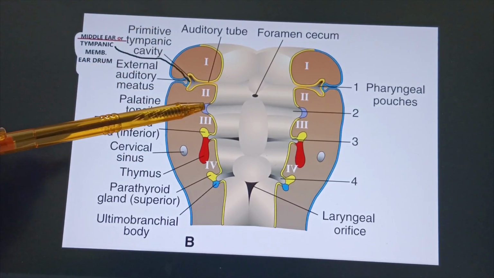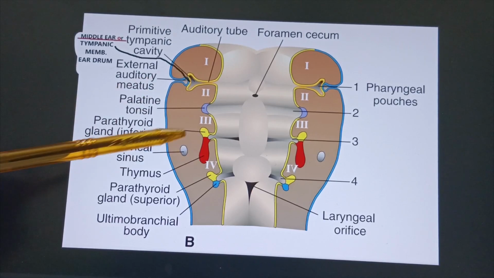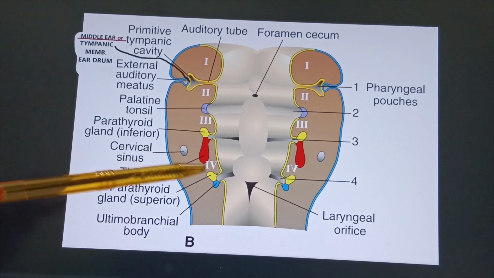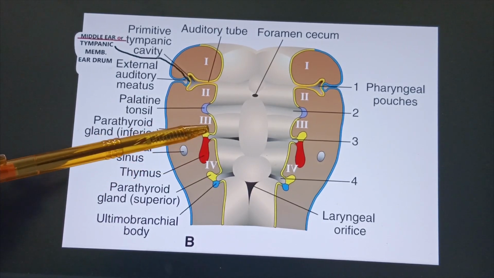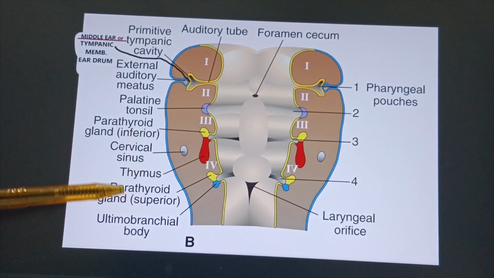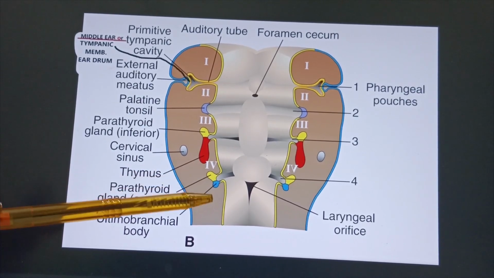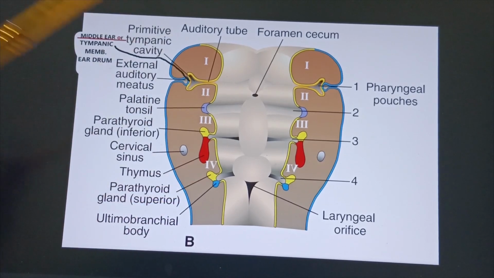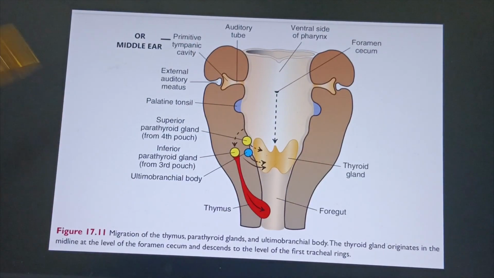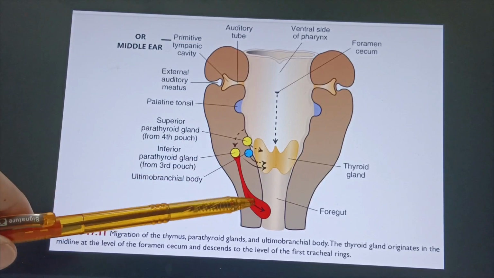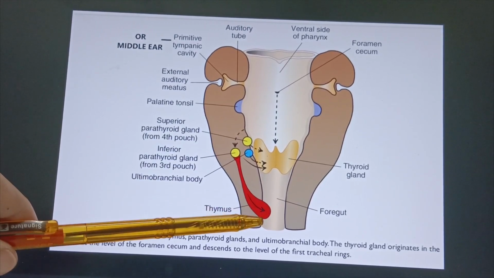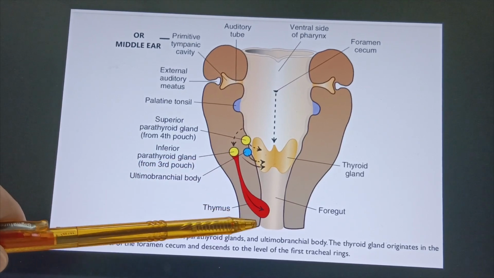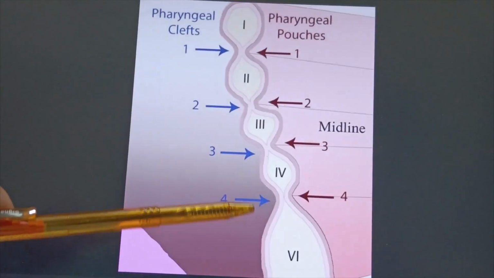Now see the palatine tonsil in the second pharyngeal pouch, the enlarged parathyroid gland, which is inferior, and the thymus from the third pharyngeal pouch, and the fourth pharyngeal pouch is going to produce the superior parathyroid gland, and its inferior portion will form the ultimobranchial body. This is the descent of the thymus, which comes in front of the neck and carries the inferior parathyroid along with it to be fitted on the back side of the thyroid gland.